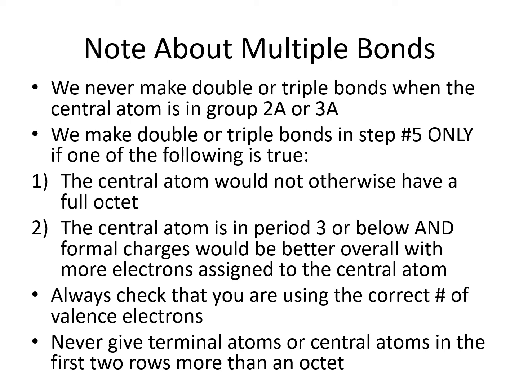Keep checking your answers to make sure they have the correct number of valence electrons and that all atoms that need to obey the octet rule do so. Only the central atom can have more than an octet, and that central atom must be in the 3rd row of the periodic table or below. The terminal atoms never have more than an octet.